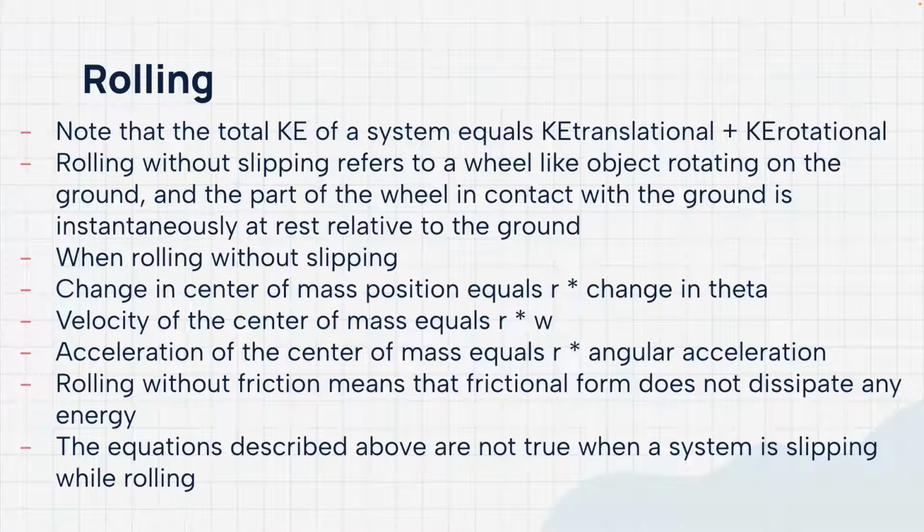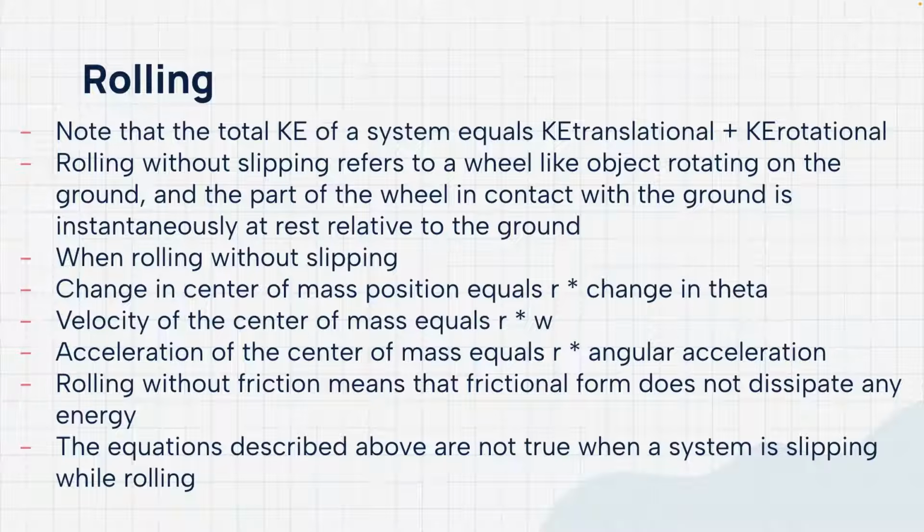So what is rolling exactly? Obviously, we've all seen how tires roll, we've seen bowling balls roll, but what is it? So first, note that the total kinetic energy of a system equals the translational kinetic energy plus the rotational kinetic energy. Rolling without slipping refers to a wheel-like object rotating on the ground, and the part of the wheel in contact with the ground, this is very important, is instantaneously at rest relative to the ground. So that means it's going to be a static friction force. And this is only true when it's rolling without slipping.